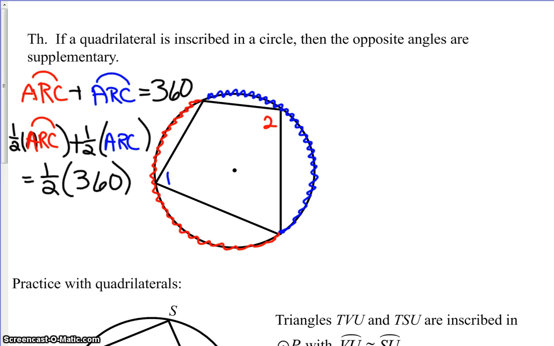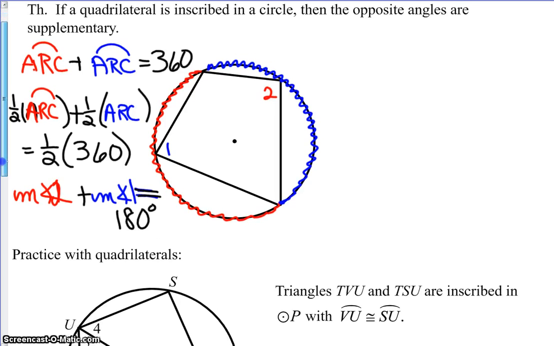Well, half of the red arc is angle 2. So I know the measure of angle 2 plus the measure of angle 1 together are going to have to equal half of 360, which is 180 degrees. I know that any two angles that add to 180 are supplementary angles. So I've demonstrated that theorem.